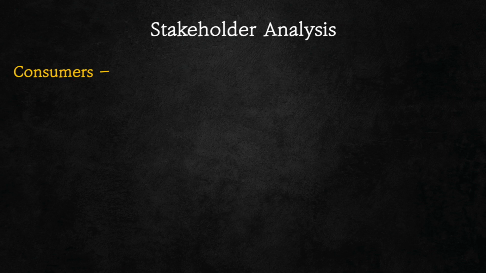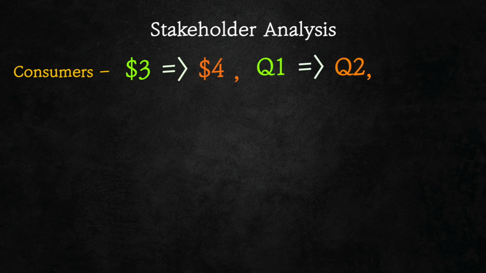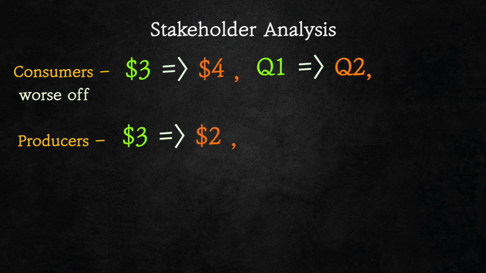Consumers are affected in two ways, by the increase in the price of the good and by the decrease in the quantity they buy. Both these changes make them worse off as they are now receiving less of the good and paying more for it. Producers are also affected in two ways, by the fall in the price they receive and by the fall in the quantity of output they sell. These effects translate into a fall in their revenues, so as a result, they are worse off.